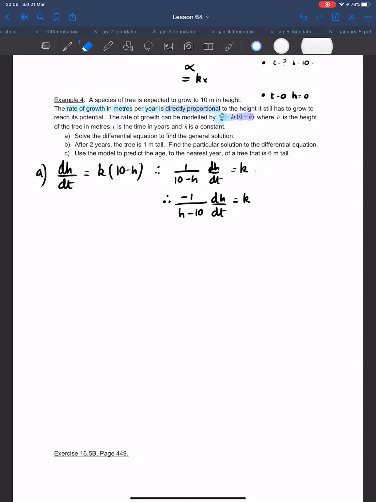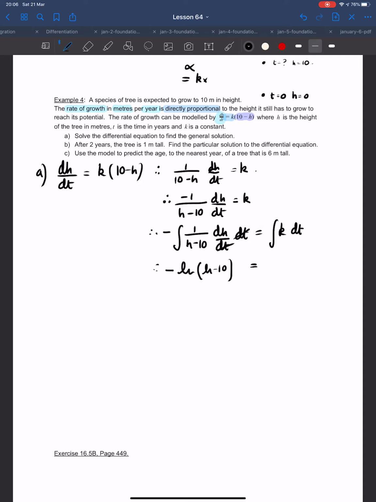So what I'm doing here, look, to keep an equivalent fraction, multiply the top by minus 1, multiply this by minus 1, so 10 becomes minus 10, minus h becomes h. Okay, and now I'm going to integrate both sides with respect to t and put the minus sign outside the bracket, like so. They're going to cancel. Integral of k dt. So this is minus ln of h minus 10 equals kt plus c.